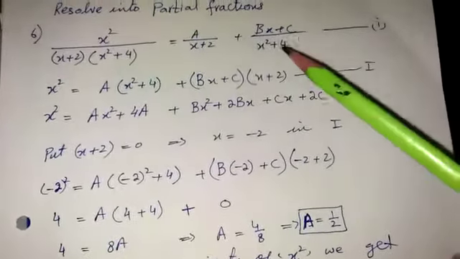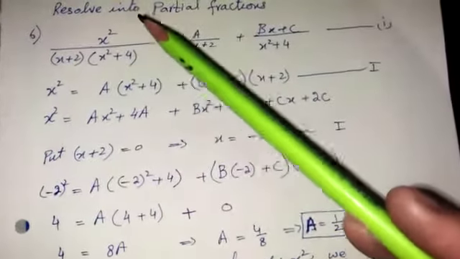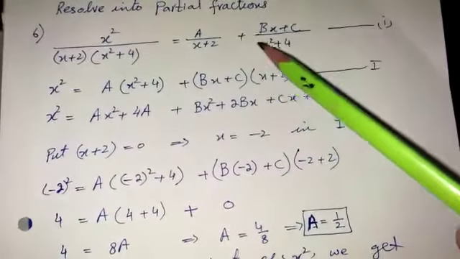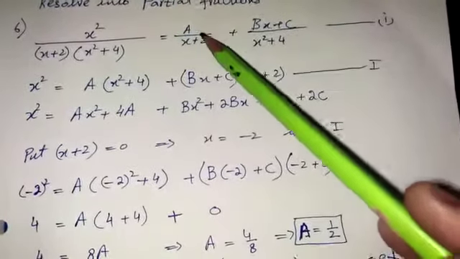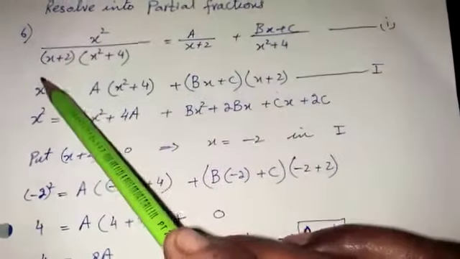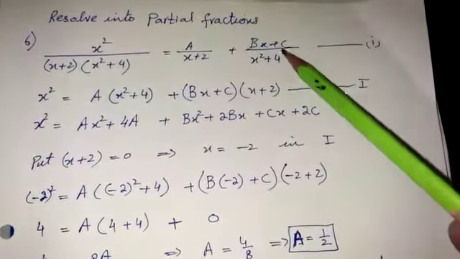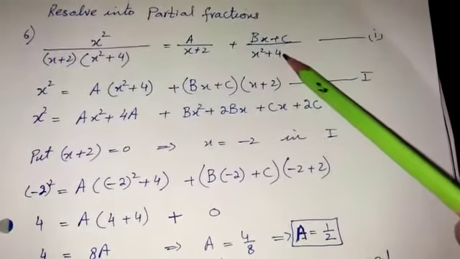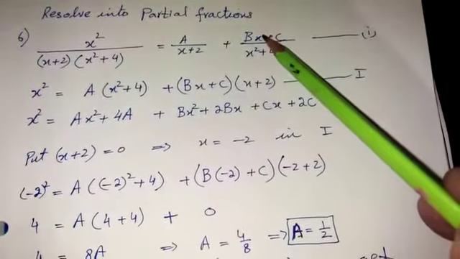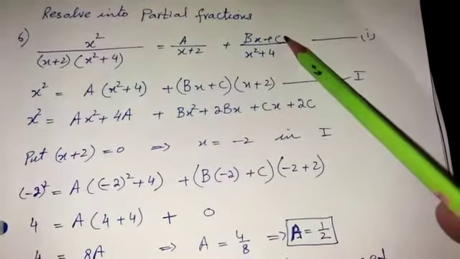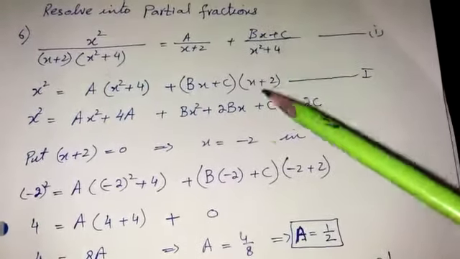So we will resolve this fraction into partial fractions like this: A over x plus 2. The first factor is linear, so we write simply A over x plus 2, plus (bx plus c) over x square plus 4. This is quadratic, so we will multiply the variable and add the third term along with the second.